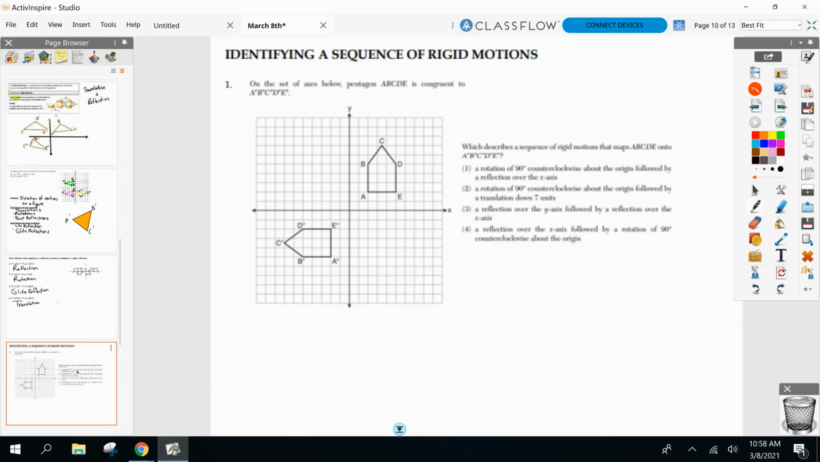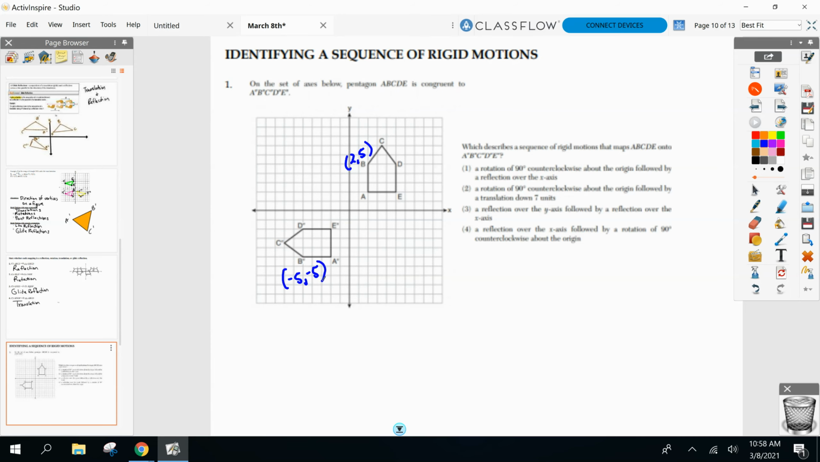Now, how should you attack this problem? Here's what I'm thinking. You just pick a coordinate to start with. Let's say you start with coordinate B, which is 2, 5. And I end up at B double prime, which is -5, -5. Which one of these 4 brings me from 2, 5 to -5, -5? And I probably wouldn't be satisfied with just finding one coordinate. I would double check to make sure it works with the second coordinate as well.